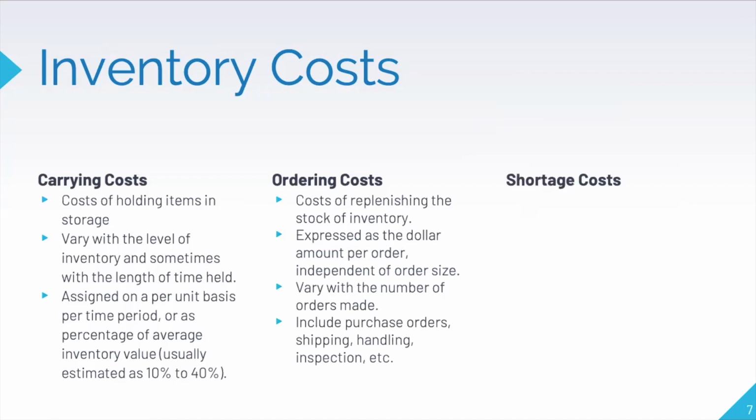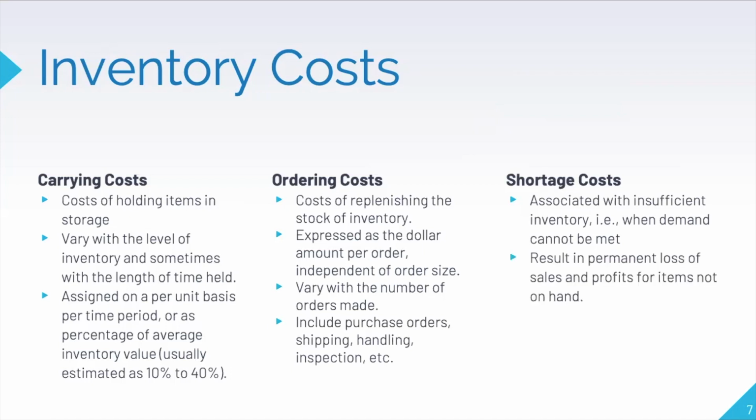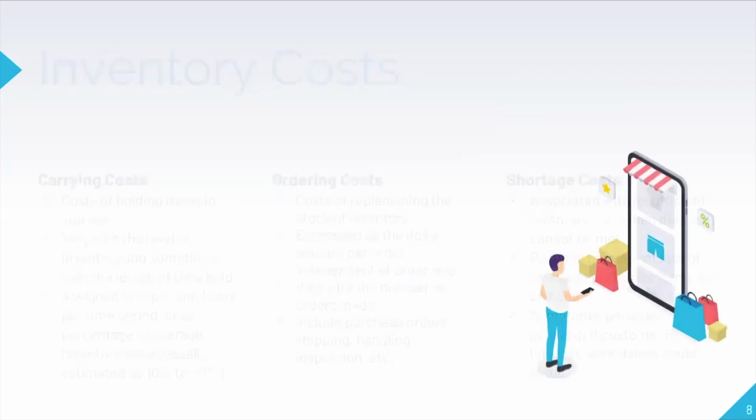And the third cost is shortage cost. This is associated with insufficient inventory when demand cannot be met. Normally, shortage cost is like an opportunity loss because, since we did not meet the demand, we lose the revenue we could have earned had we made the sale. This results in permanent loss of sales and profits for items not on hand. And sometimes penalties are involved. For example, if customers are internal, work delays could result.